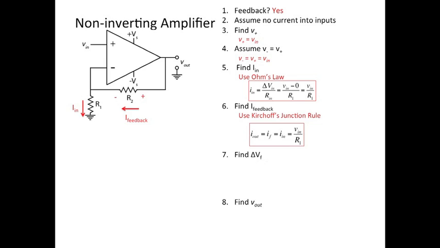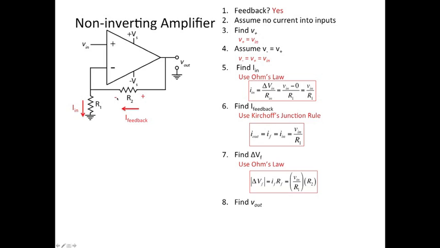We can find the feedback current using Kirchhoff's junction rule. Feedback current must equal the input current because there's no current going into the inverting input. Then we can find the change in potential across R2, or the feedback resistor. It's just going to be the current times the feedback resistor. So we calculated the current before as Vin over R1, times R2. We know the current flows from high to low potential.